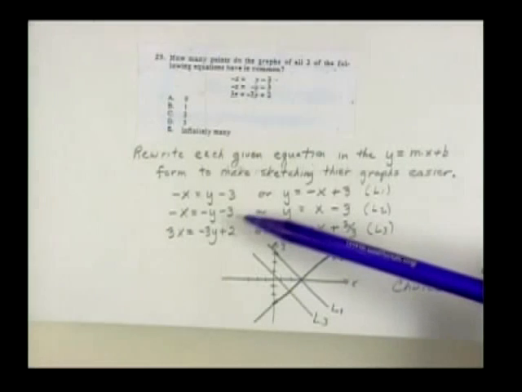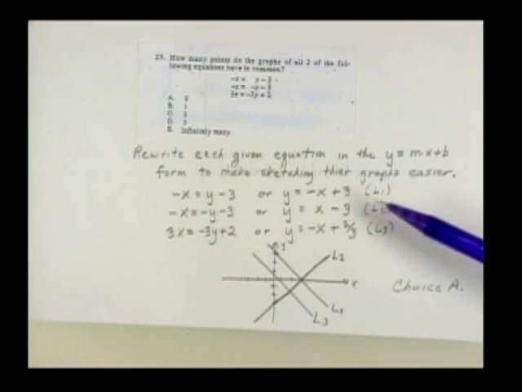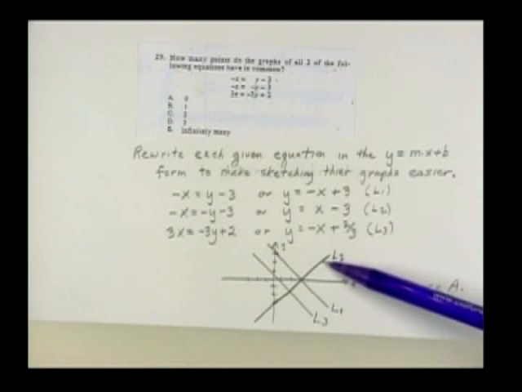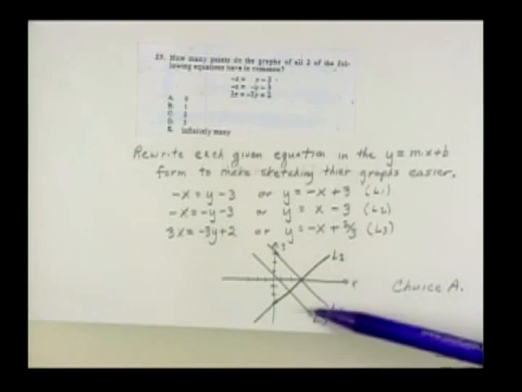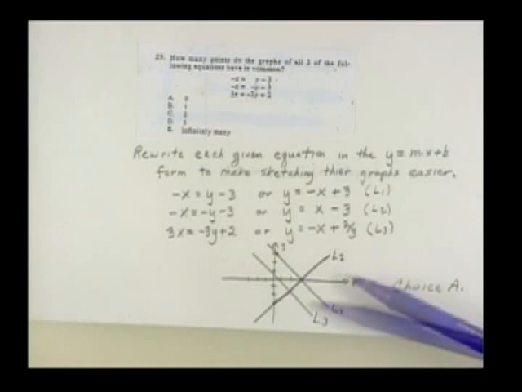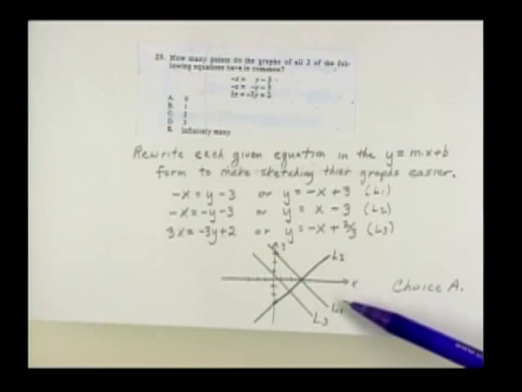The second equation is given here. Solve for y. It ends up to be y equals x minus 3, and that is the equation of line number 2 right here. In the third equation, solving for y, you end up with y equals negative x plus 2/3. That is this line right here. I can now tell by the diagram that these three lines have no points in common, and that would be choice A.